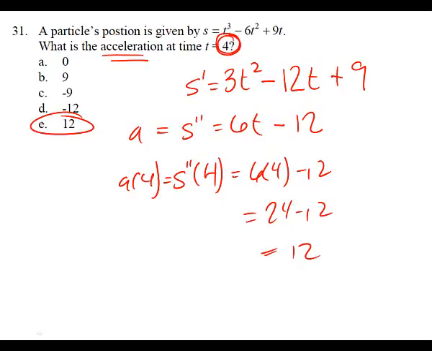Again, these are AP level, what you would see on the actual AP test. Okay, I can't show you free response yet, but I can show you multiple choice. All right, what else?